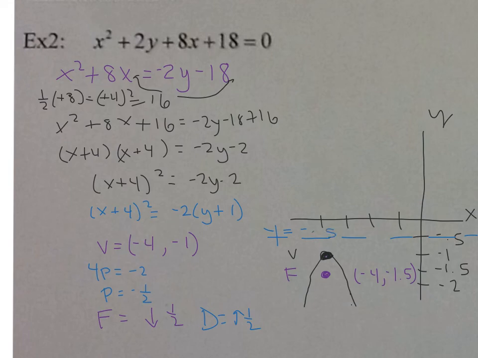I have a focus of negative 4, comma, negative 1.5, and a directrix of y is equal to negative 0.5, or if you write negative 1/2, that's the same thing.